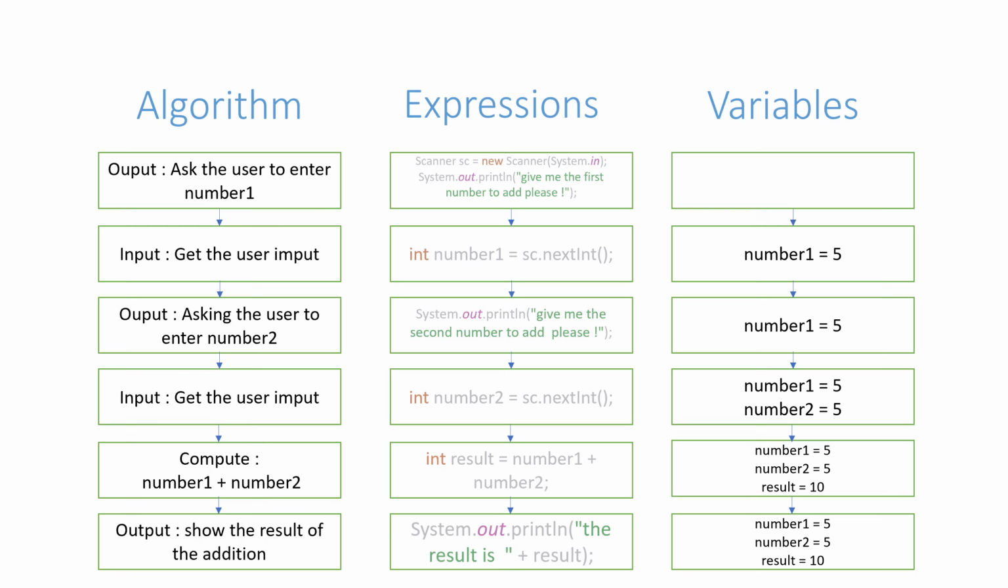What was the first step with our calculator? The first step was to do an output asking the user to enter number 1. The second step was an input, get the user input. The third step was an output again asking the user to enter number 2. The fourth step was an input, get the user input. The fifth step was to compute and to do an addition with number 1 plus number 2. And the last step was to show an output showing the result of the addition.